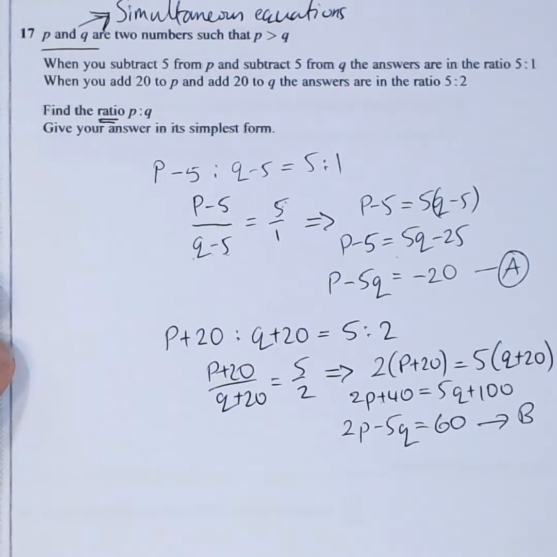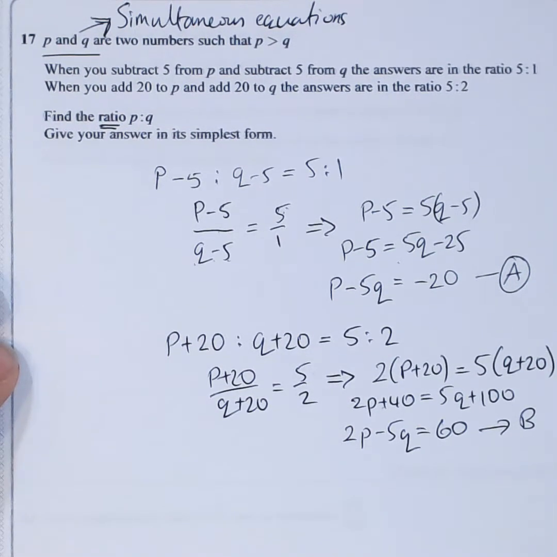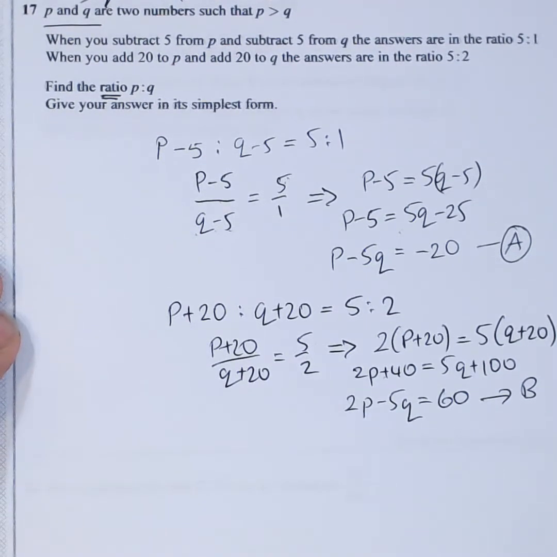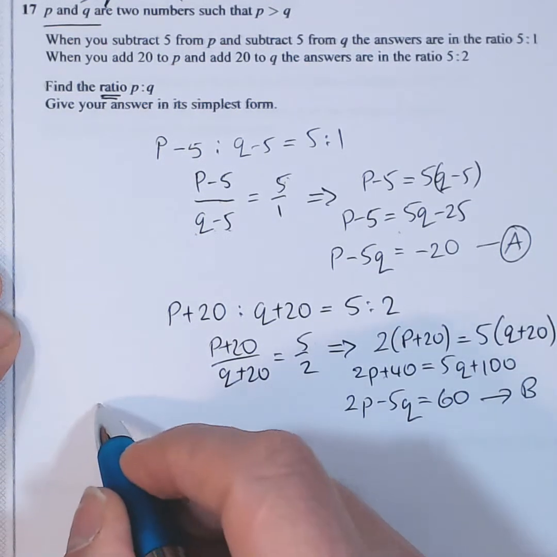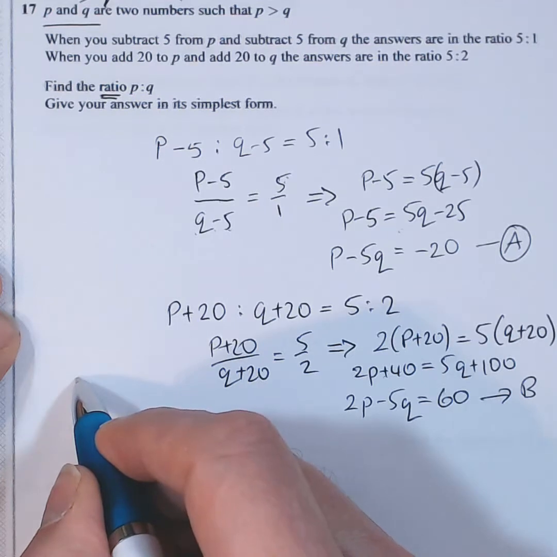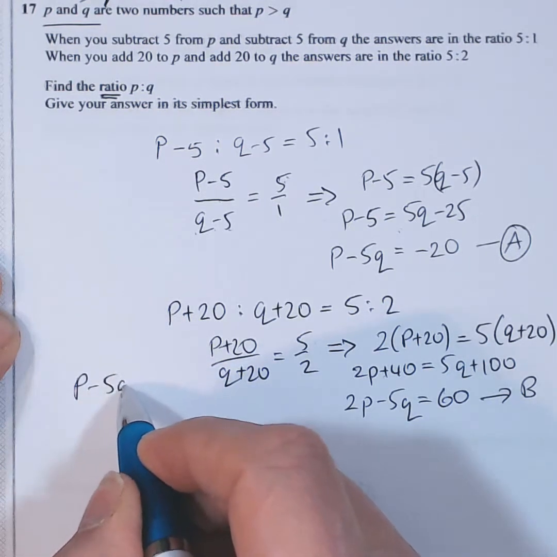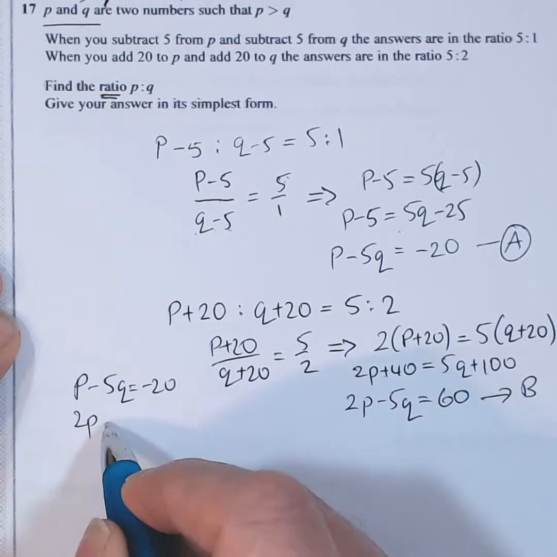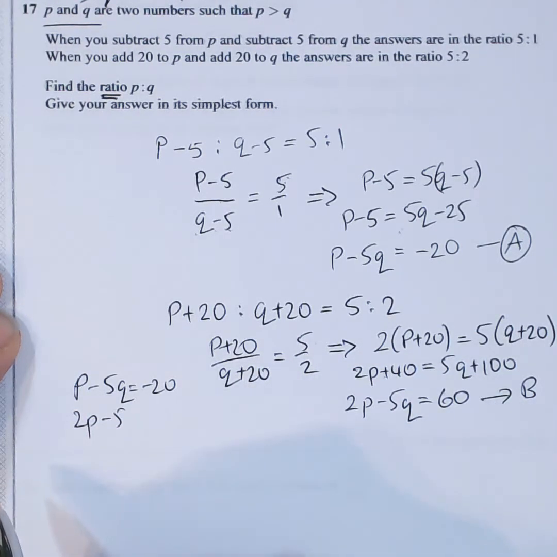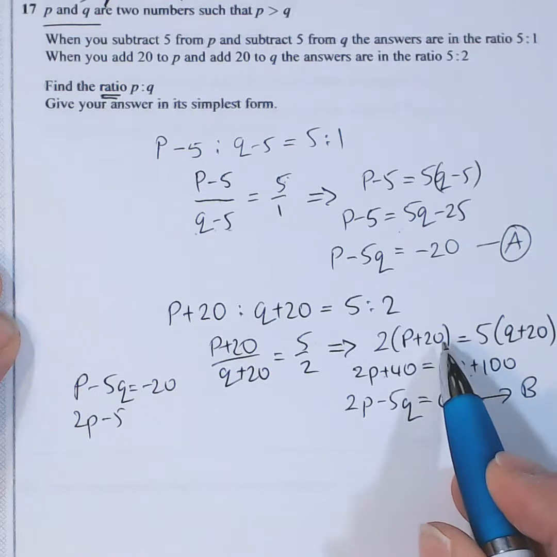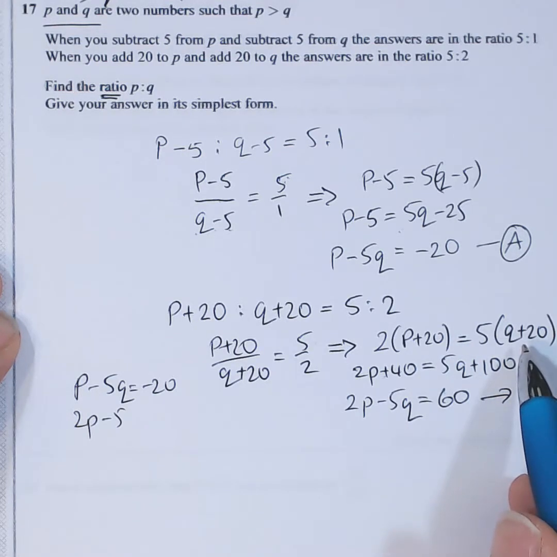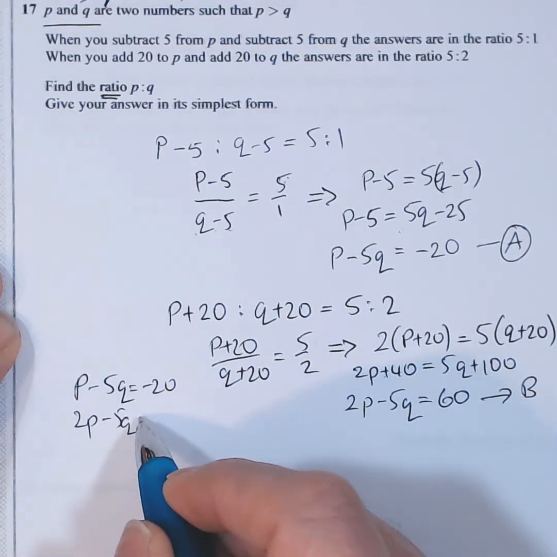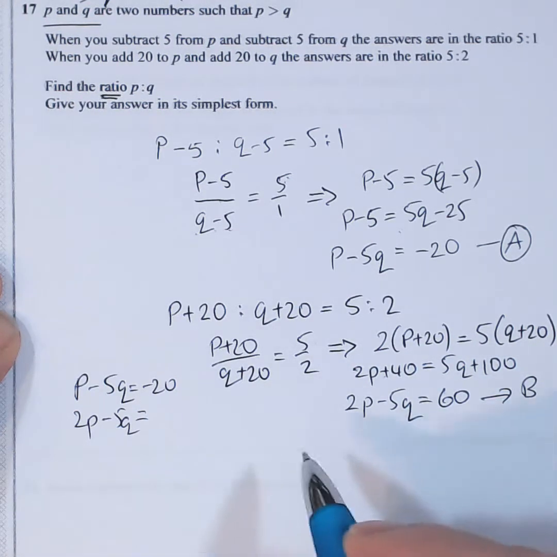Okay, so now that we know this is about simultaneous equations, we do our standard approach to solving simultaneous equations. So we write our equations out. So we've got P take away 5Q equals negative 20. We've got 2P take away 5Q equals 60.